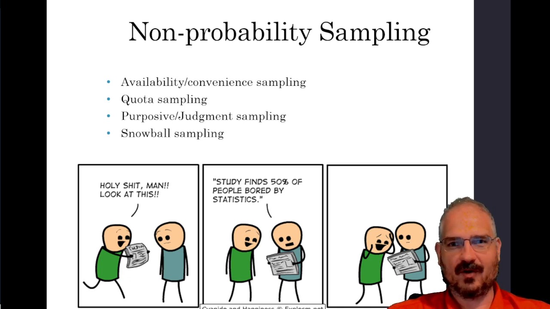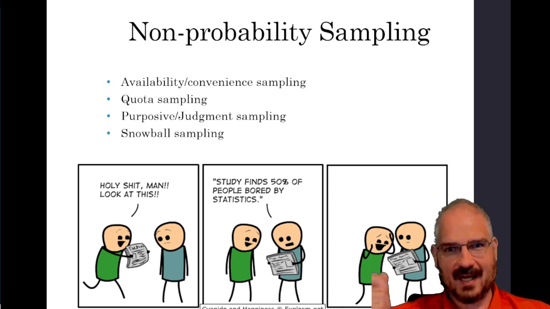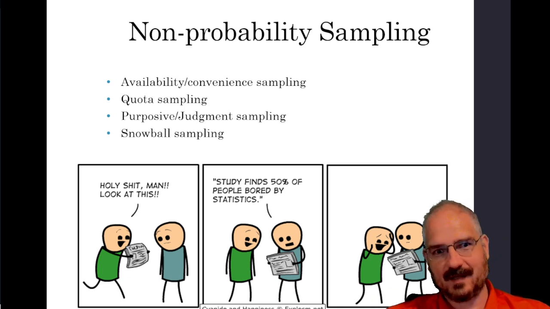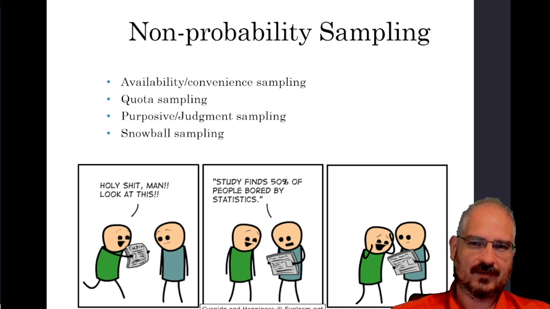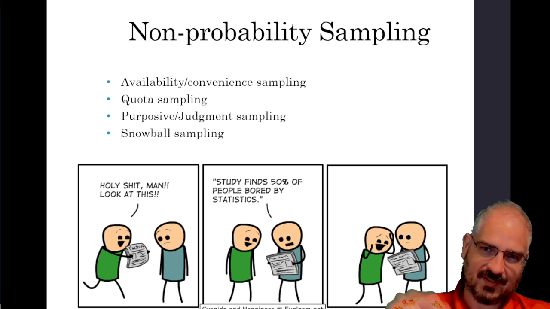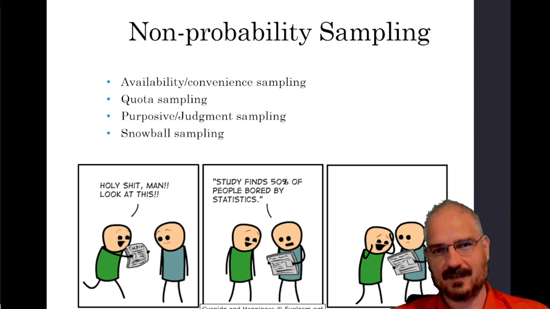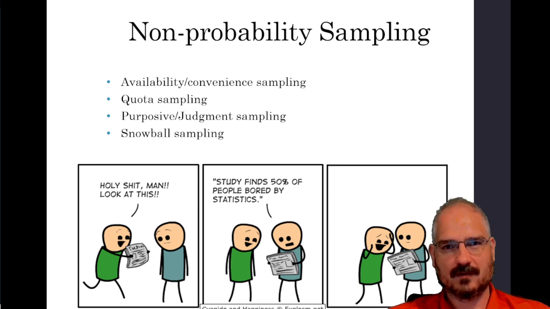Quota sampling is kind of similar. This is where I say, okay, I need 100 men and 100 women. So I'm going to stand on a street corner and ask everybody that passes by, hey, you want to take my survey? And once I get the answers from 100 men, I'm going to stop asking men and only ask women. Or if I get 100 women first, I'm going to stop asking women and only ask men until I've got 100 of both. Right?